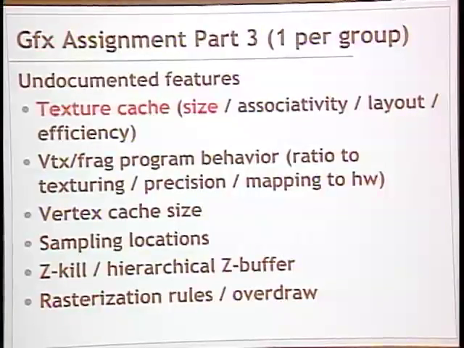So we have a huge list of undocumented features that the vendors don't tell us about. And I want you to run an experiment that's going to help you derive one of these. So let me just talk about one of them. And this turns out to be very hard. So this is a big challenge if people want to do it. How big are the texture caches in a GPU?